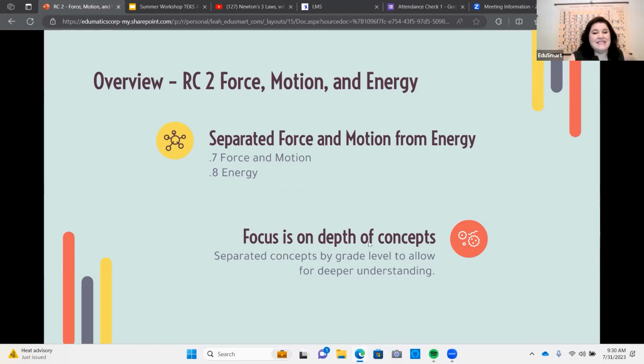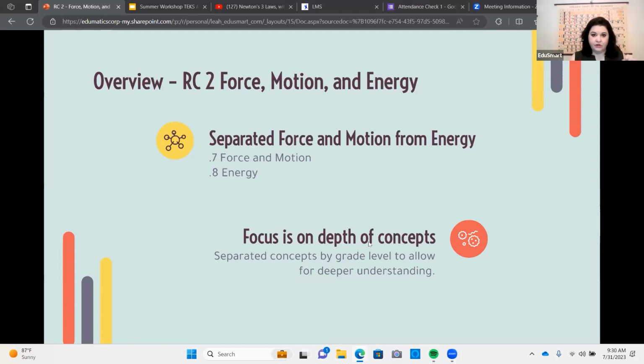There is a focus on depth instead of breadth, right? So by separating the grade levels, by separating the content, we've deleted quite a bit of content. The depth is definitely there. So it allows you to go more deeply into particular concepts than maybe you were able to prior. So that's again going to help with that level of rigor.